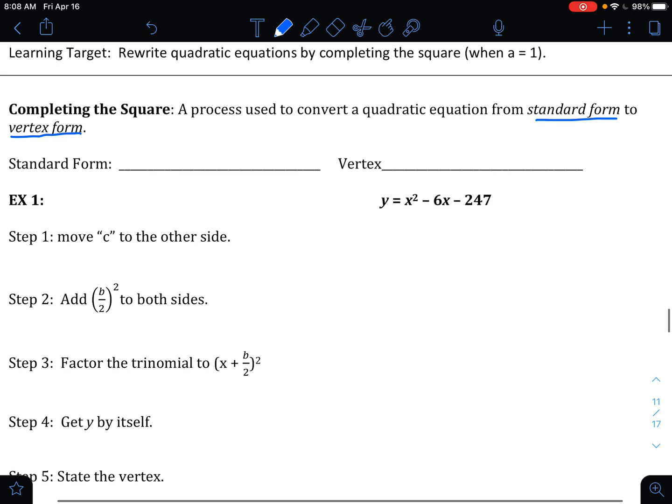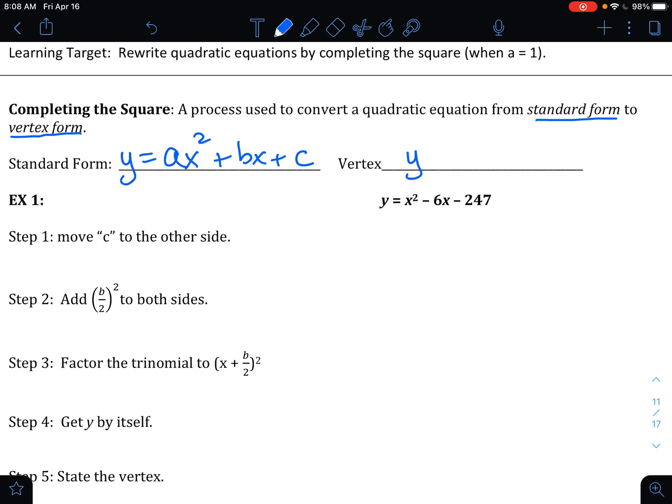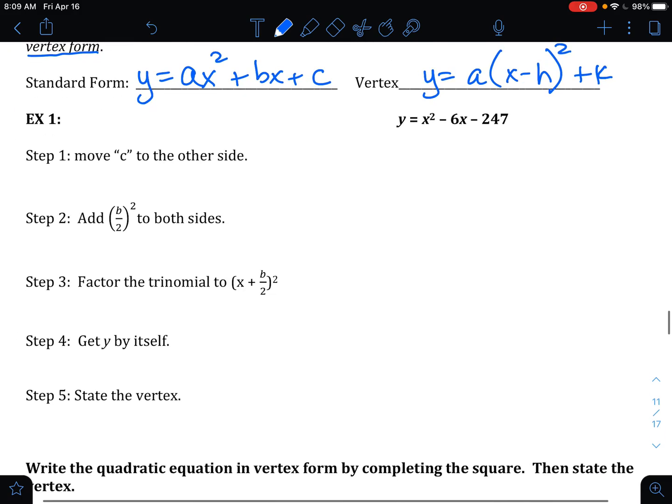So let's review those formats. Standard form, remember, is y equals ax squared plus bx plus c. And then we want to switch it to vertex form, which is the format y equals a(x minus h) squared plus k. Vertex form, if you recall, is a very easy way to see the vertex.